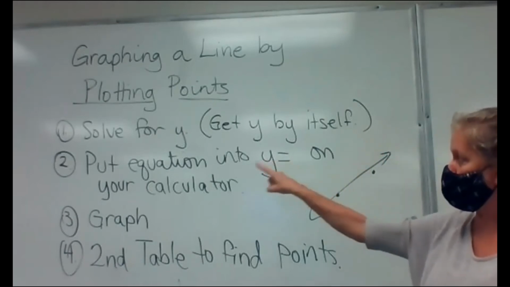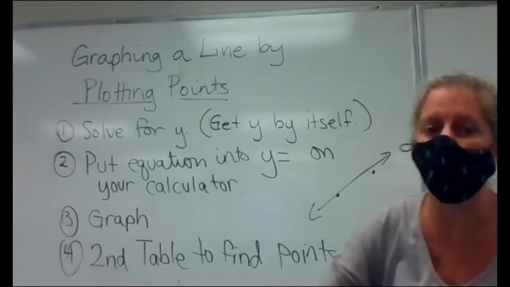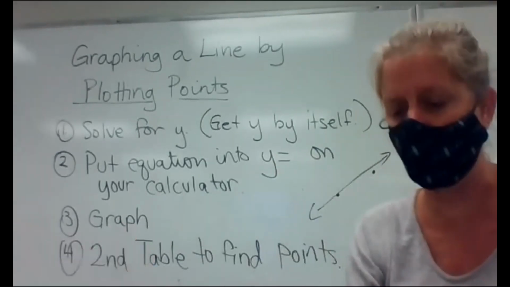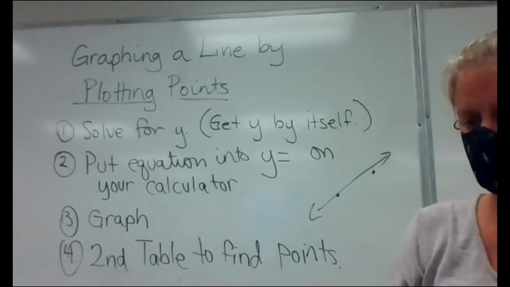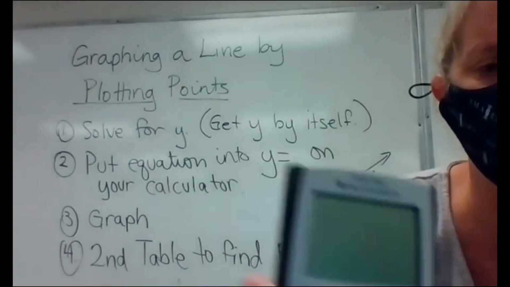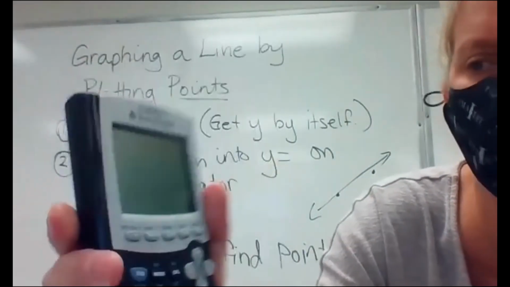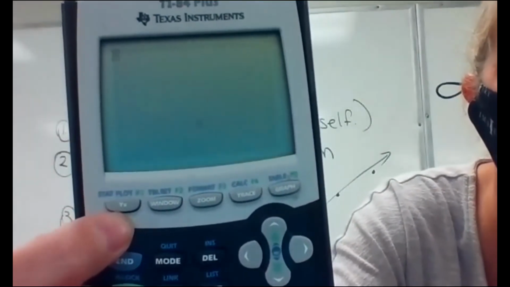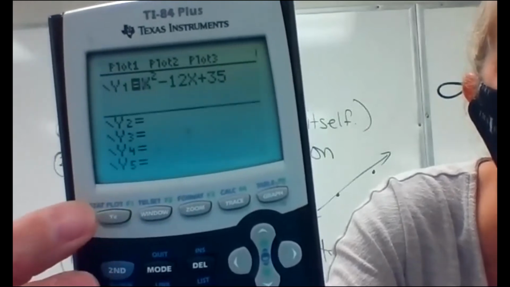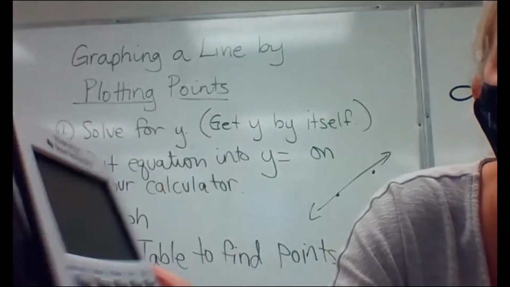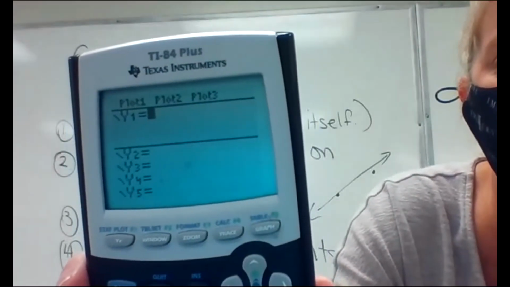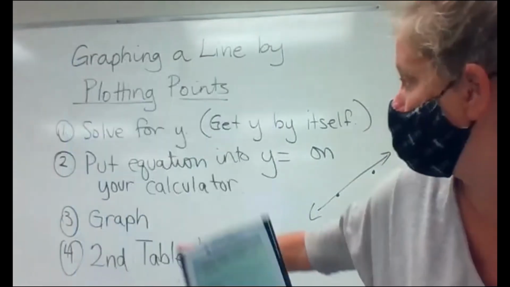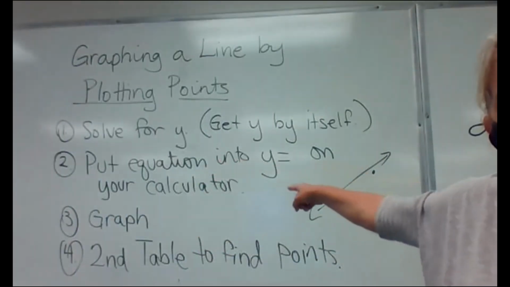The second step says put the equation into y equals on your calculator. Your y equals button on your TI 83 or 84 is the very top left button. It says y equals on it. If you push that, let me clear mine out, you'll have several different y equals. That's where you're going to put your equation.